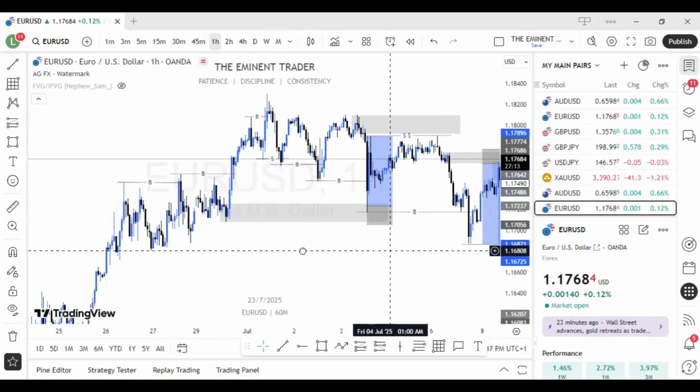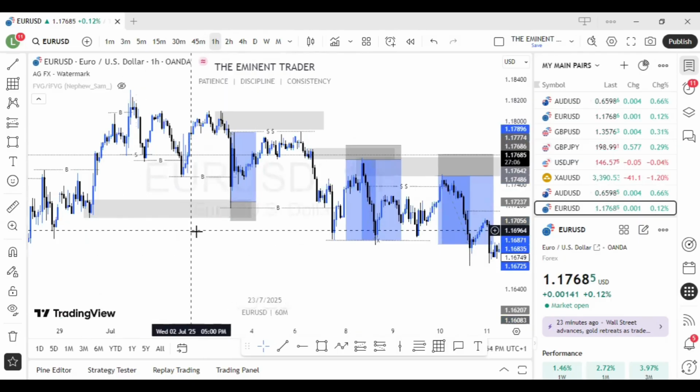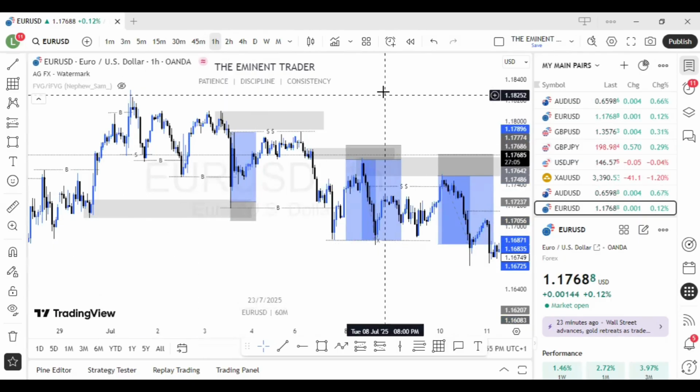This is the 1 hour time frame now. So it doesn't matter. You can see it on your other time frames too, but it's usually more valid on the higher time frame.